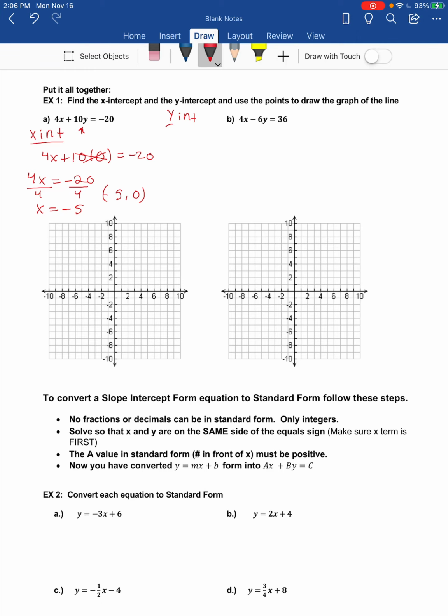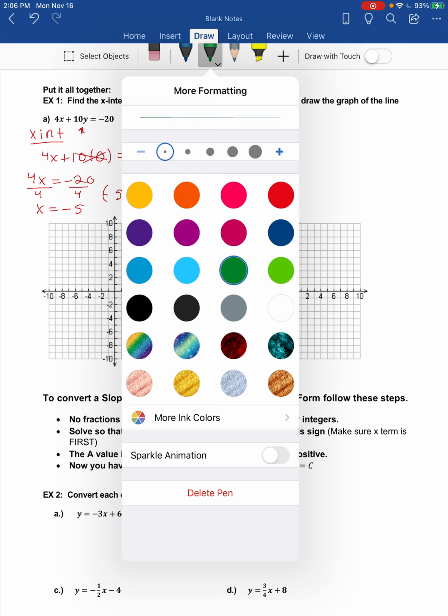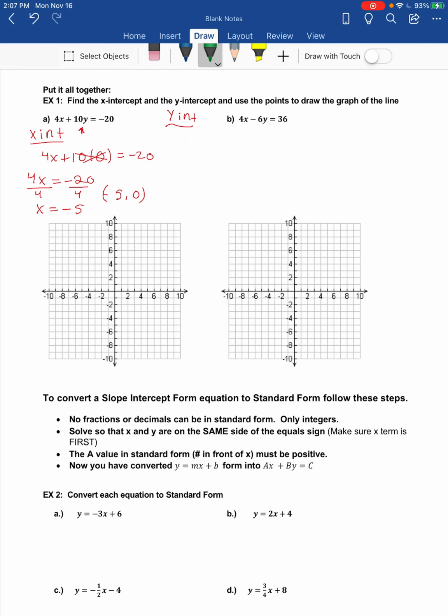Now to find your y-intercept, you plug in 0 for x. So now we have 4 times 0 plus 10y is equal to negative 20. 4 times 0 is 0. Those cancel out. Now you have 10y is equal to negative 20. Divide each side by 10, and you get y is equal to negative 2. But you're not done, because that intercept is an ordered pair. So your x value, you plugged in 0. Your y value, you got negative 2. So your y-intercept is 0, negative 2. Your x-intercept, here it is, negative 5, 0.